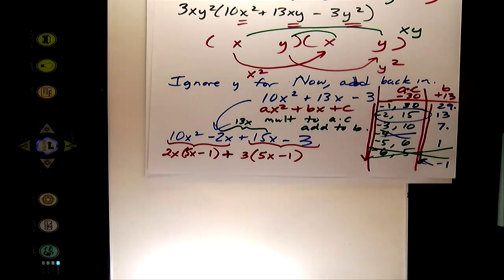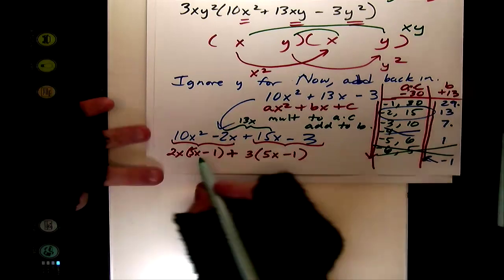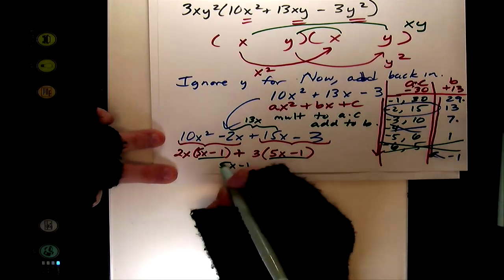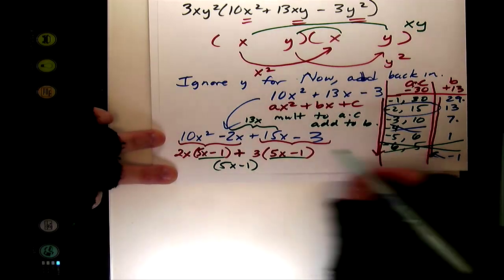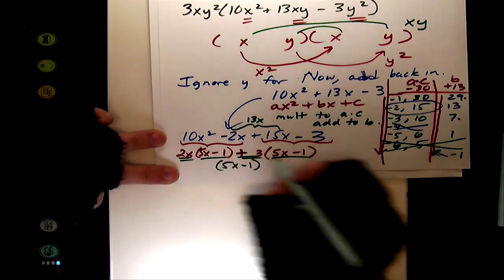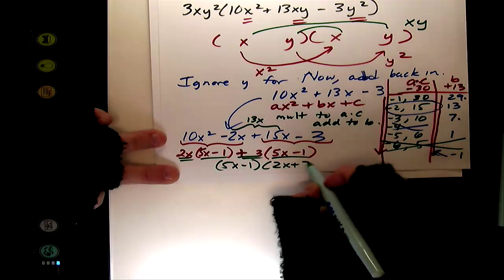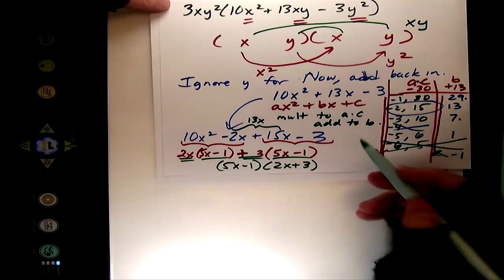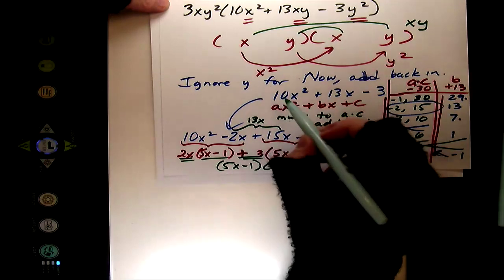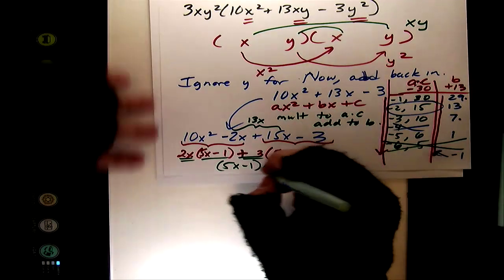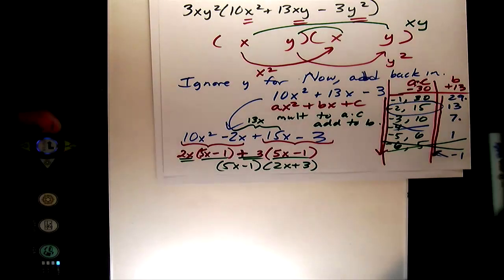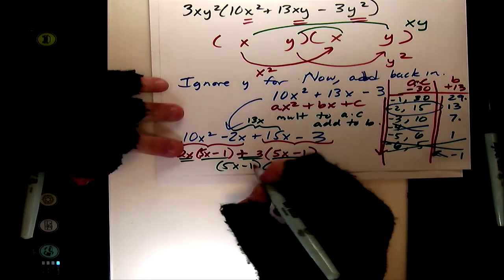Now we do factoring on these little things. They both have a 5x minus 1 in them, so we can pull out a 5x minus 1. And whatever's left over gets its own parentheses, 2x plus 3. Oh, don't forget, we've got to put the y in at the end. I almost forgot the y.